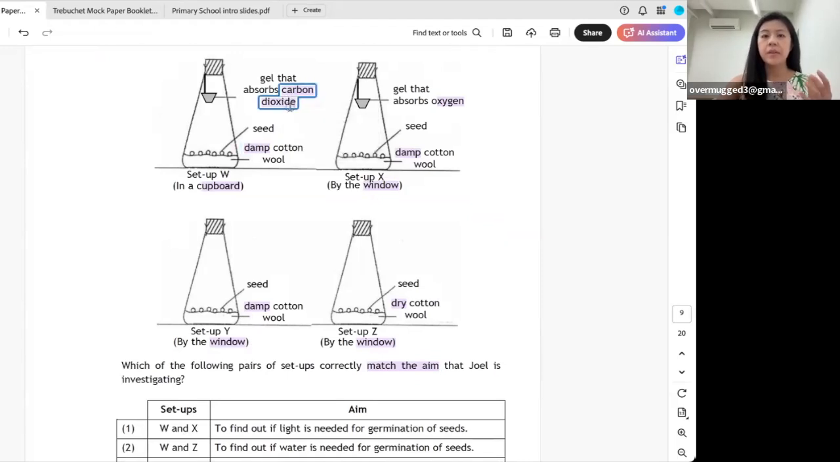one change variable here. There's gel that absorbs different gases. They are placed in 2 different locations. So when you have more than one change variable, this cannot be a fair test, and this cannot match the aim of the experiment. Okay.